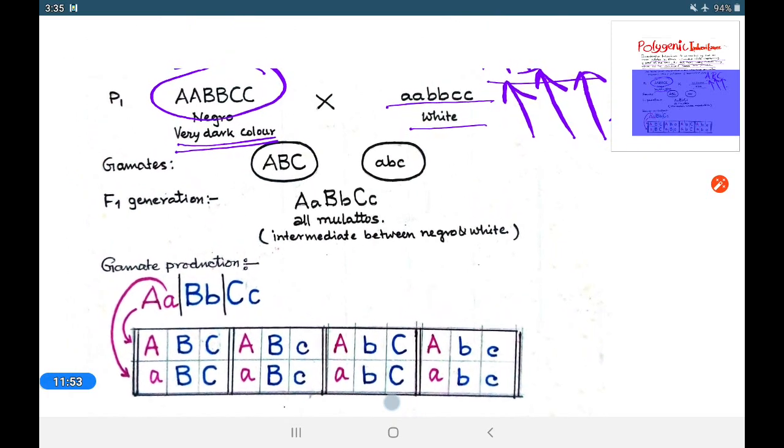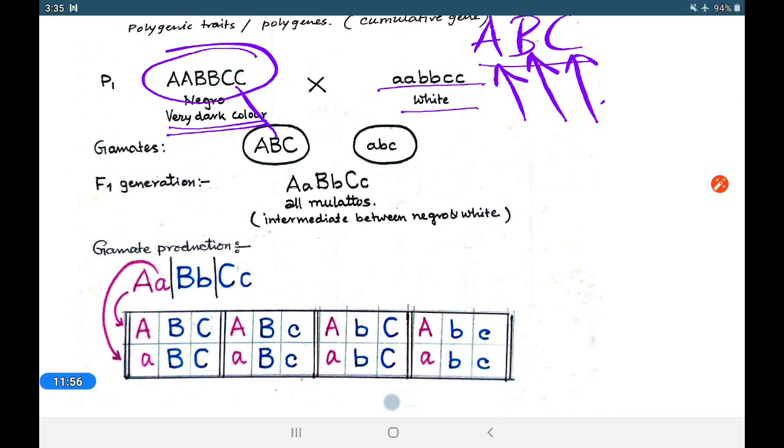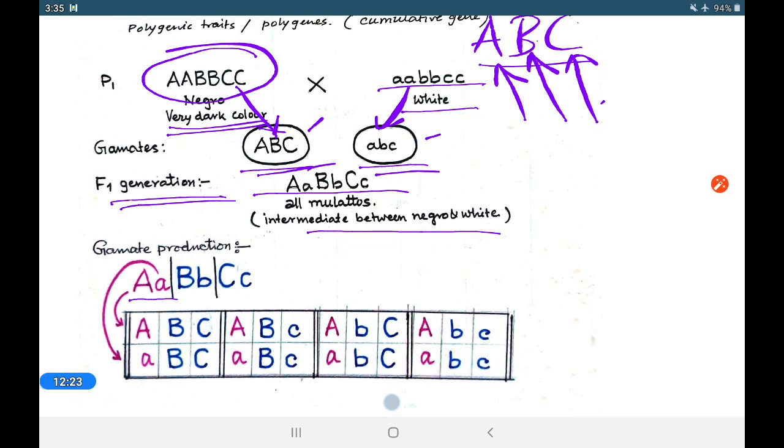Okay, so first here we have the gametes. You know that now it is a trihybrid, so three genes are there, and the gametes here are 8. And in the F1 generation it is mulatto, which means intermediate color. Here it is shown how we have to calculate the gametes for the next F2 generation. F2, I think you know, will be a huge number, 64 in total.